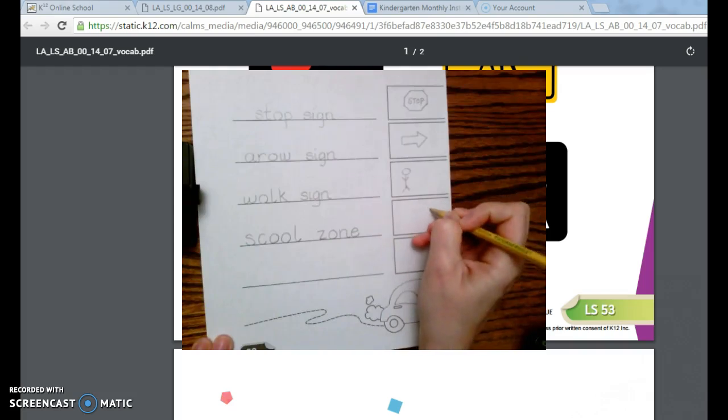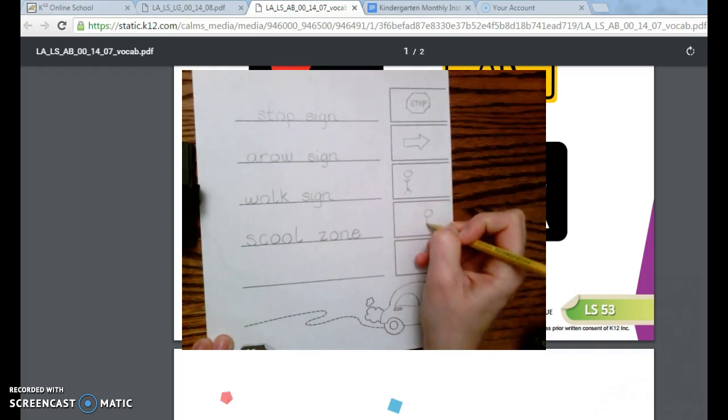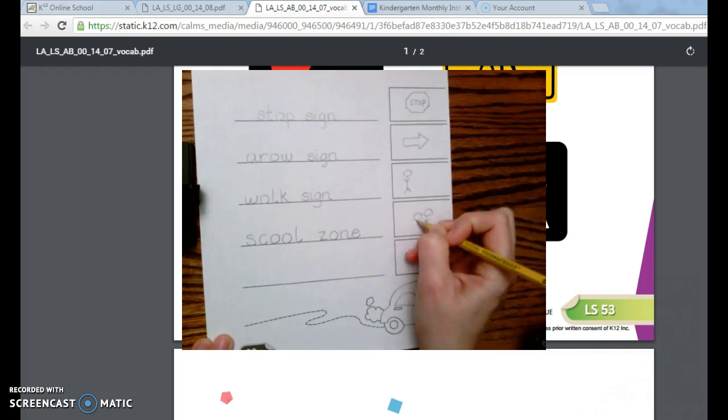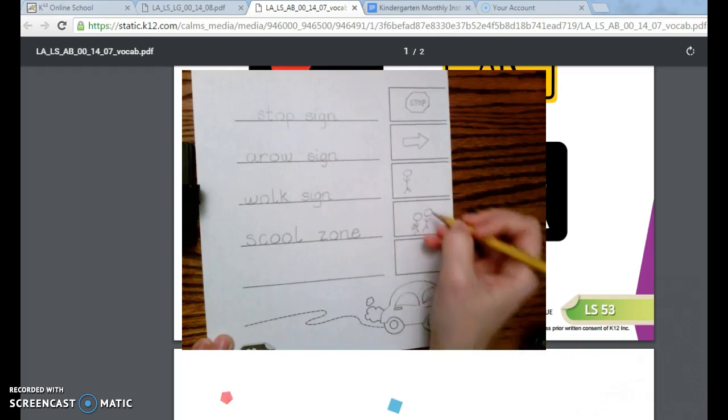Now the school zone, I remember it had 2 people walking together. And I just remember because I noticed things like this. The other person, the second person, was carrying a bag. So school zone.